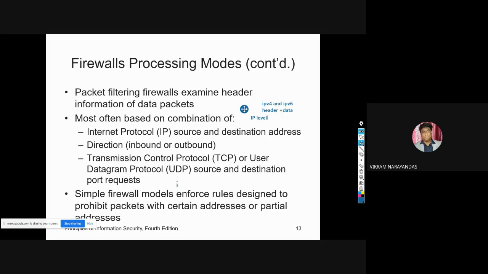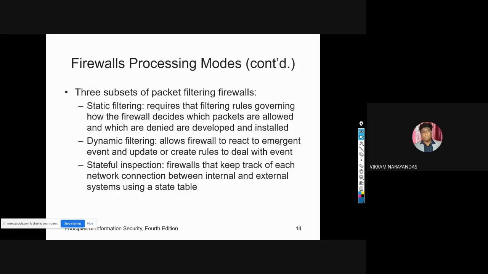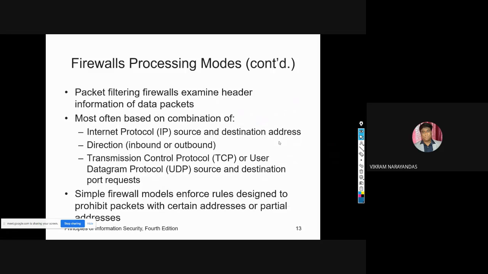So generally, the header information contains what? Destination address, source address, packet type, and some other key information. So filtering firewalls inspect the packets at the network layer. If a device finds a packet that matches the restriction, it stops the packet from traveling from one network to the other network.